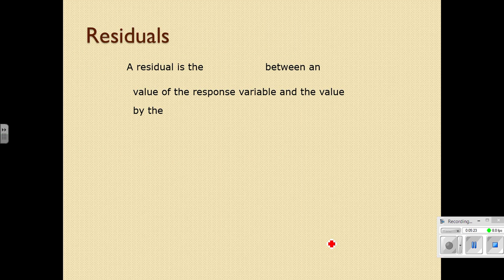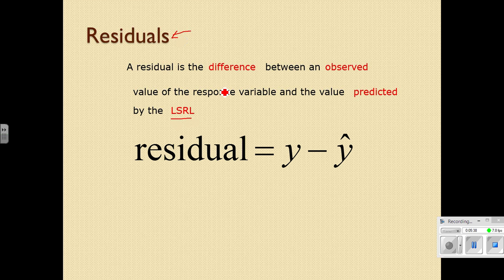Another name for the errors is a residual. A residual is the difference between an observed value of the response variable and the predicted value, and you get the predicted value by using the least squares regression line. So in terms of formula, it's y minus y hat.